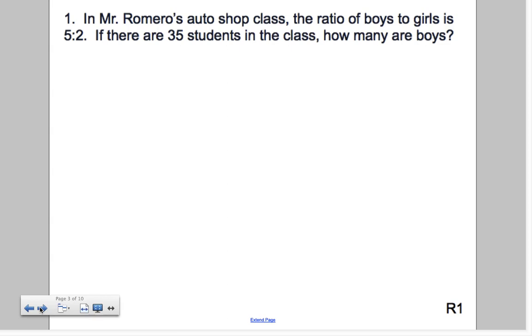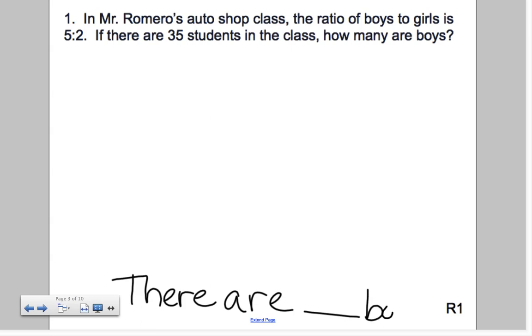I always like to know where I'm going. Especially in a math class or a word problem, I want to know what I'm trying to find and stay focused on that. If you get distracted, a lot of times you get lost in the shuffle, and you get confused. So I'm just going to put, if you don't mind, there are blank boys in the class.